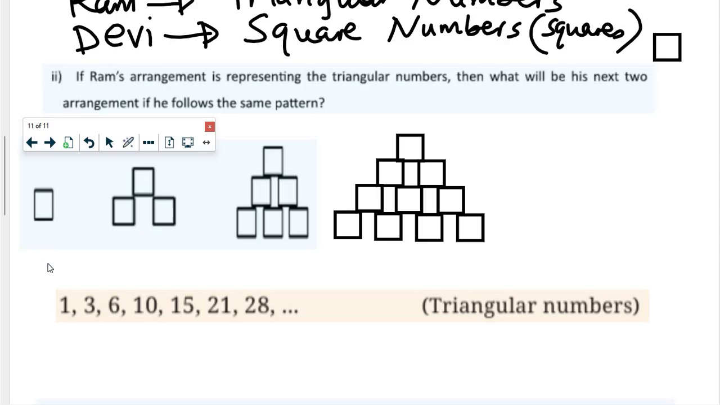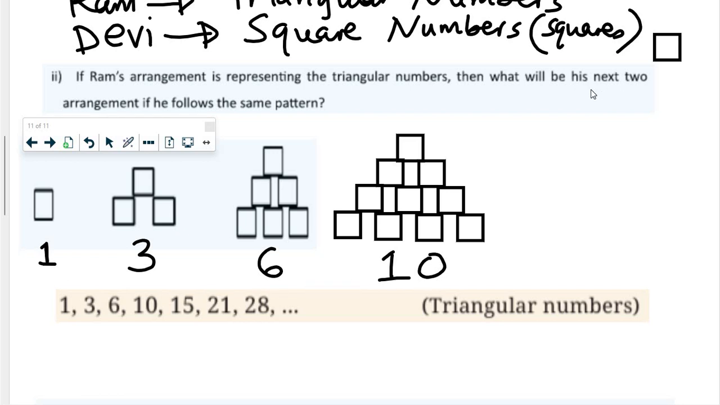Here you had 1, 1, 2, 3. 1, 2, 3, 4, 5, 6. What do we have here? 1, 2, 3, 4, 5, 6. 1, 2, 3, 4, 5, 6, 7, 8, 9, 10. What are these? These are triangular numbers: 1, 3, 6, 10. These are triangular numbers.